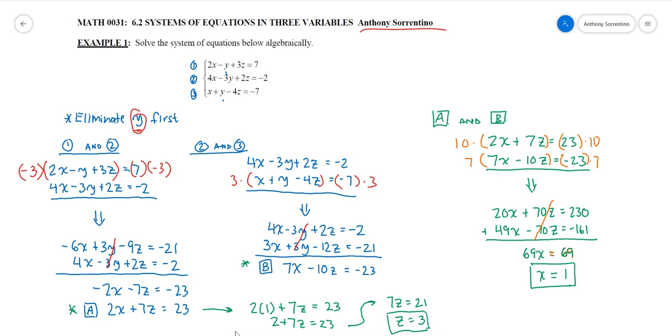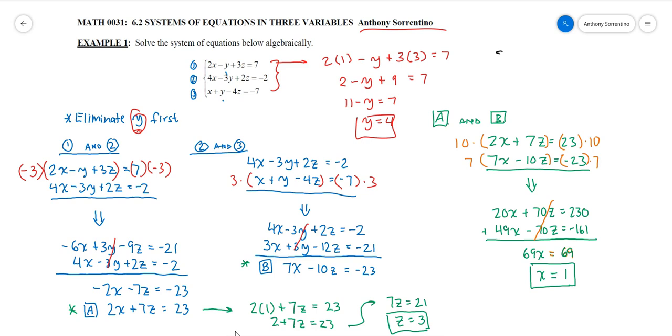So now I know the value for x, I know the value for z. Now I had to go and figure out what the value of y is. And so I go back up to one of these original 3 equations. Doesn't matter which one I choose. I so happen to choose the very top one. 2 times x, which we now know is 1, minus y, which is what I'm looking for, plus 3 times z, which we know is 3, should equal 7. So I have 2 minus y plus 9 equals 7. So 11 minus y equals 7, which means y would equal 4.